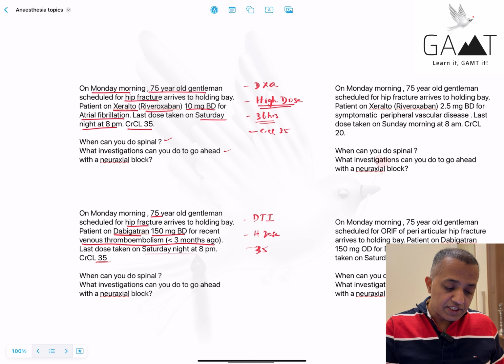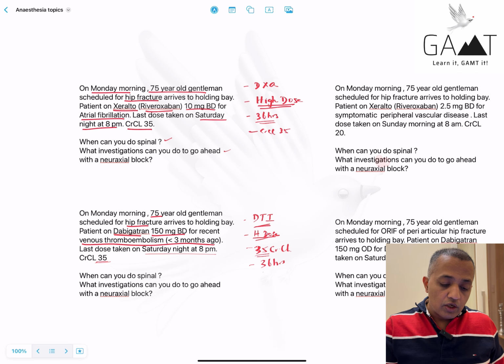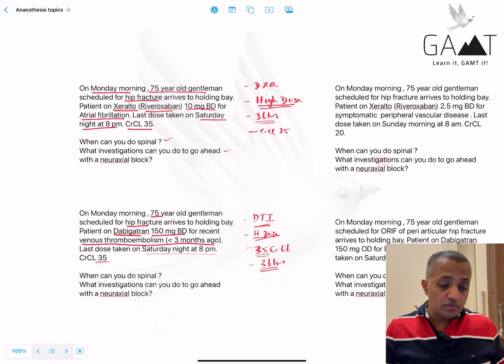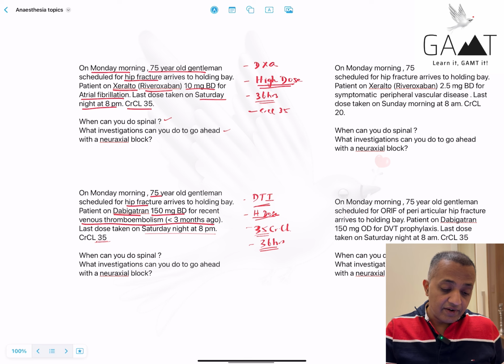And last dose taken on Saturday night at 8 p.m. So Saturday night 8 p.m. again is 36 hours. So it's been 36 hours since the last dose. Creatinine clearance is 35, right? So when can you do a spinal anesthetic? Now, normally you would say 3 days, right? Because it's a high dose. But in this particular case, it's not only 3 days, it's also that the creatinine clearance is only 35.